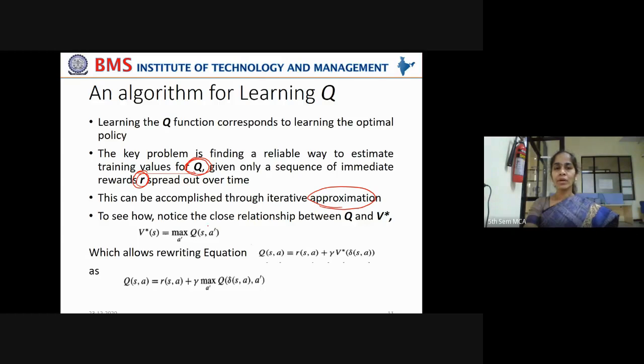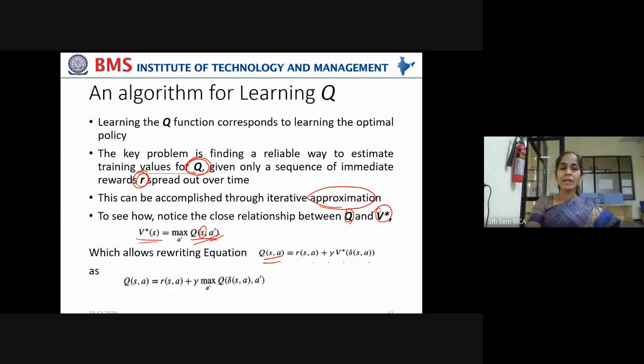Now to see how, notice the close relationship between Q and V star. What is V star? The value of cumulative rewards. What is Q? That is also the value of cumulative rewards. So how can we represent them together? The value of cumulative rewards when moved from state S can be represented as maximization of the Q function for moving from state S by taking a sequence of actions A dash, which allows rewriting the equation. Now this equation, the Q function equation, is the sum of immediate rewards and the next state's cumulative reward value.